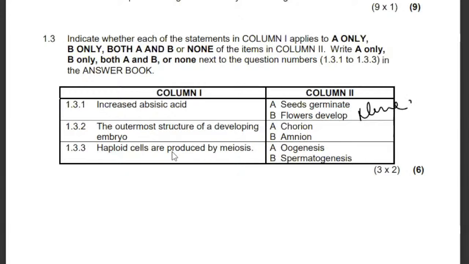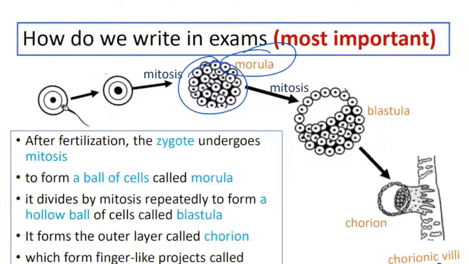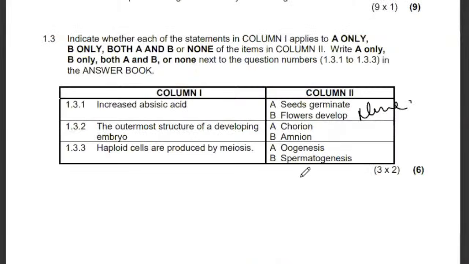Yes. And then they're saying that the outermost structure of the developing embryo. How do you call the outermost? Remember that when you're talking about that, we say that it forms chorion. Check. It forms the outer layer called chorion, which forms finger-like projection called chorionic villi for implantation. So this outermost layer is called chorion. So that's what they're asking you here, how do you call the outermost layer? So the outermost layer is A. So A only. These words, word only must be there.